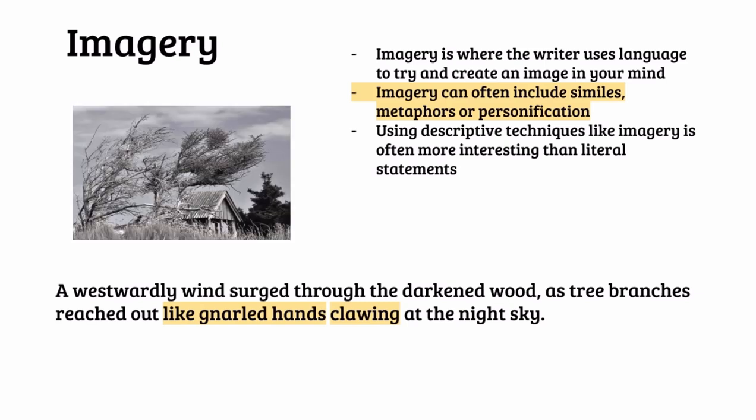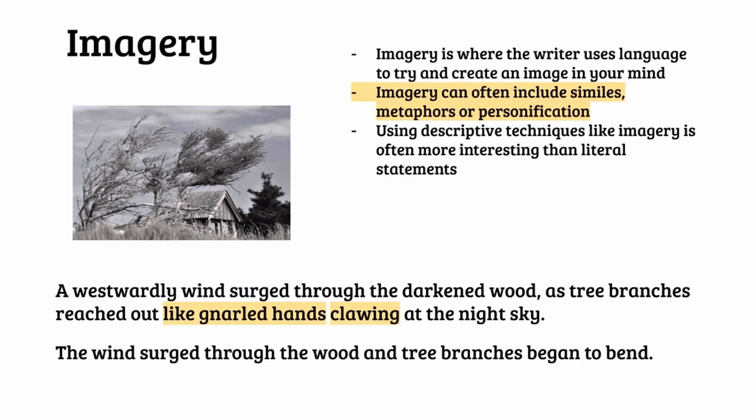Everybody's interpretation is different, but hopefully you had an image or a picture in your mind. It's important to note that not all people can create images or see pictures in their mind. So if you're not one of these people, I just want you to think about, what do these words evoke? What could they be trying to represent? If you look at the more literal sentence underneath, the wind surged through the wood and tree branches began to bend, I think you can agree that the sentence above that uses imagery is a lot more interesting.